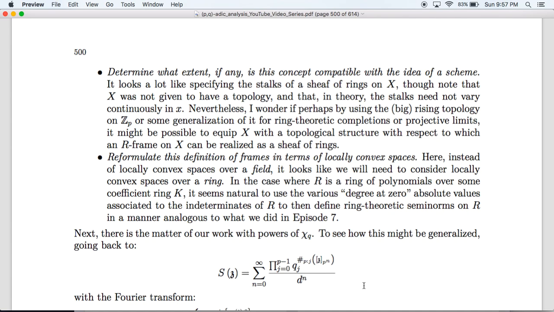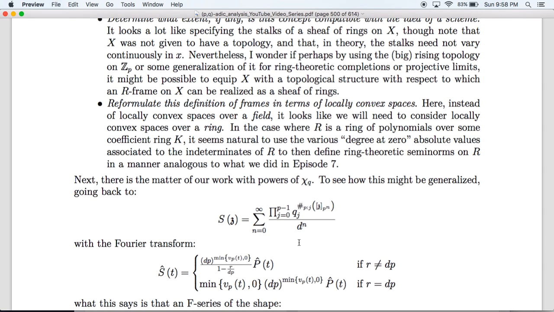spaces. Here, instead of locally convex spaces over a field, it looks like we'll need to consider locally convex spaces over a ring. In the case where R is a ring of polynomials over some coefficient ring K, it seems natural to use the various degree-at-zero absolute values associated to the indeterminates of R to then define ring-theoretic seminorms on R in a manner analogous to what we did in episode 7. Next, there's the matter of our work with the powers of chi-q.